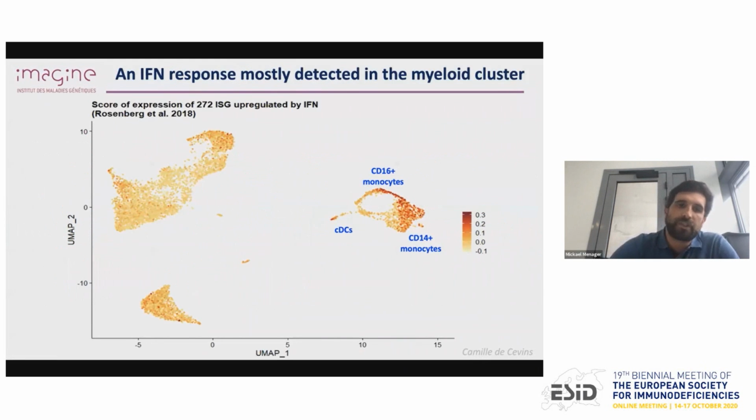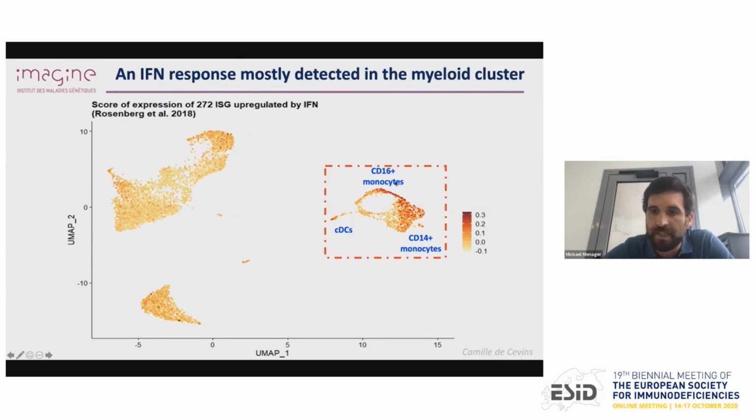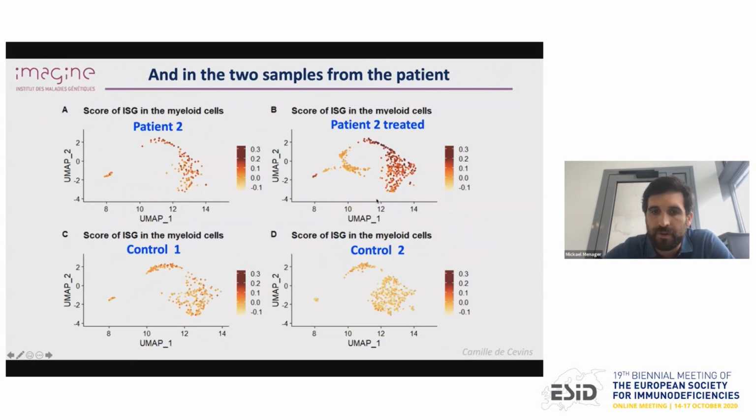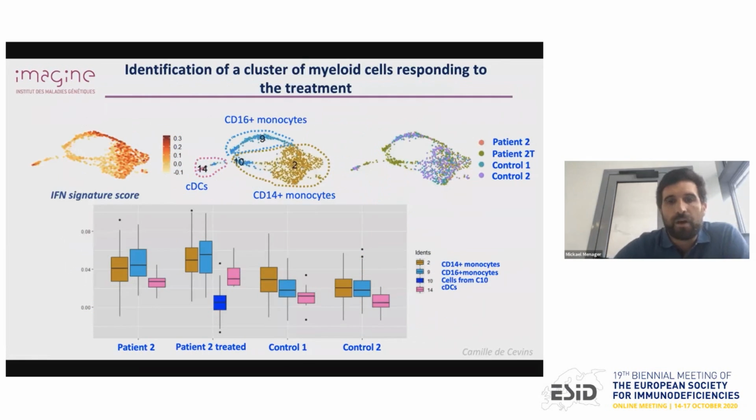Since we're looking at a pathology characterized by an excess of type 1 interferon, we've also used signatures to look at the score expression of 272 genes known to be upregulated by type 1 interferon. And if we ask where the cells responding to type 1 interferon are, with no surprise, this is targeting the myeloid monocytic cell cluster. So now if we zoom in on this cluster, we also see a strong type 1 interferon response in the patient, but not in the controls. Interestingly, after treatment, there seems to be the appearance of a new cluster of cells, which seems to have fewer type 1 interferon-enriched genes. So now we're focusing on this.